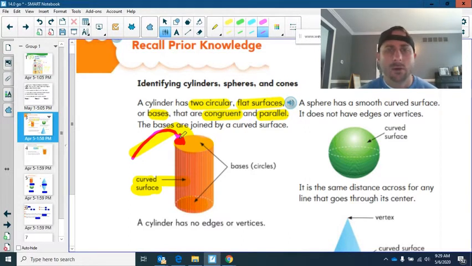All right, so cylinder, and then on the right side we've got a sphere, which has a smooth curved surface, and it does not have any edges or vertices. So here's your picture of your sphere. It's the same distance across the center of the sphere from one point to the other. So from any one exterior point to the other portion of the sphere, directly opposite, it's that same distance. You think of a diameter of a circle as the distance across the center of the circle.